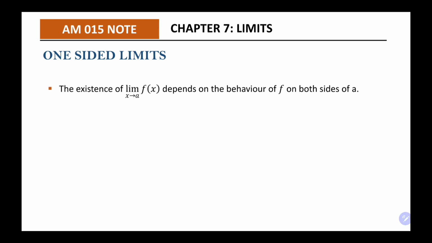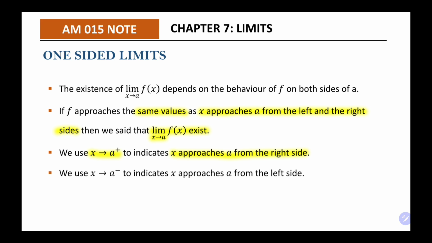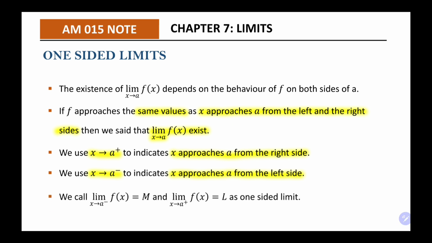The existence of limit x approach a f(x) depends on the behavior of f on both sides of a. If f approaches the same value as x approaches a from the left and the right side, then we say that limit x approach a f(x) exists. We use symbol x approach a plus to indicate x approach a from the right side, and we use symbol x approach a minus to indicate x approach a from the left side. We call limit x approach a from left f(x) equals m and limit x approach a from right f(x) equals l as one-sided limits.